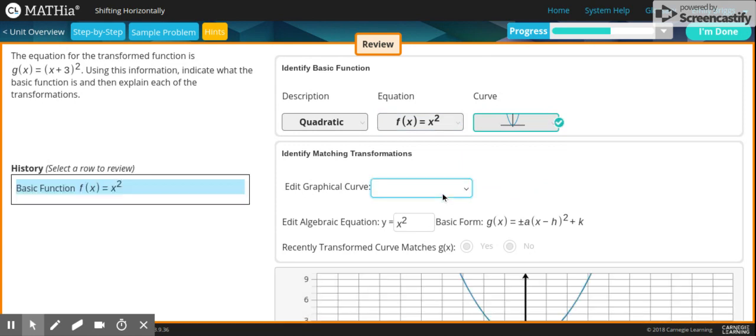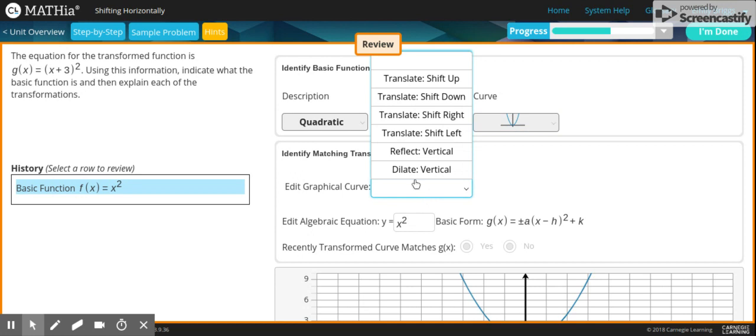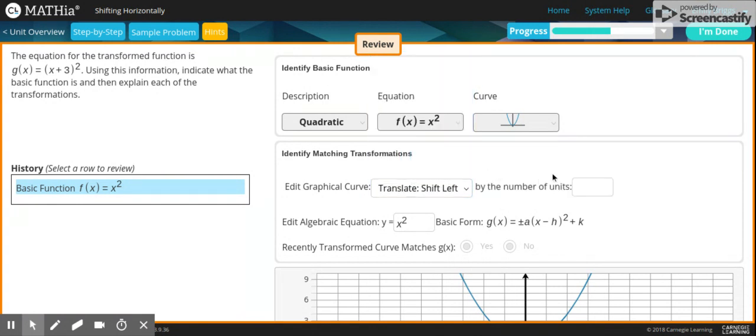So when you're adding, if you think about it, it's weird. Again, I said it's the opposite. So if it's adding, instead of shifting right like you would think, you're actually shifting left. So you're shifting left by 3.